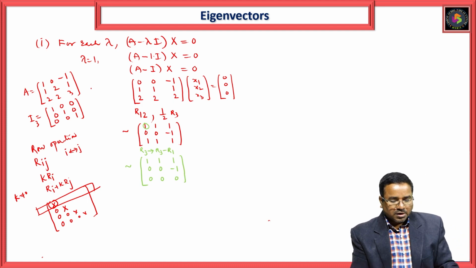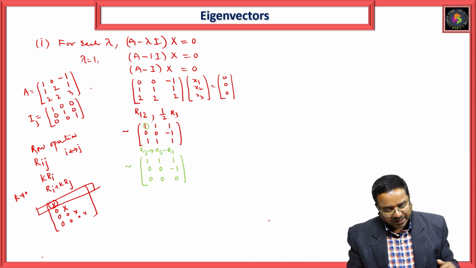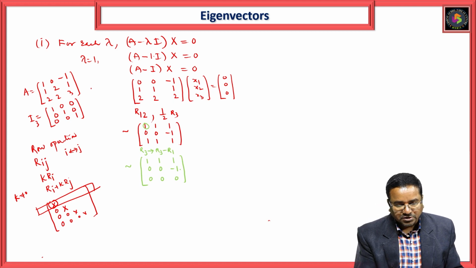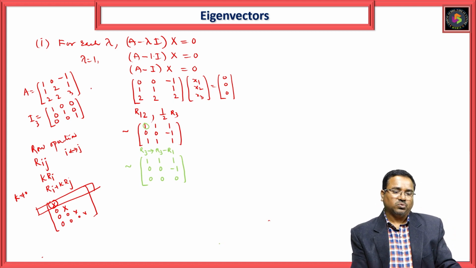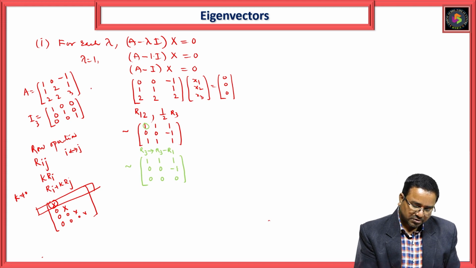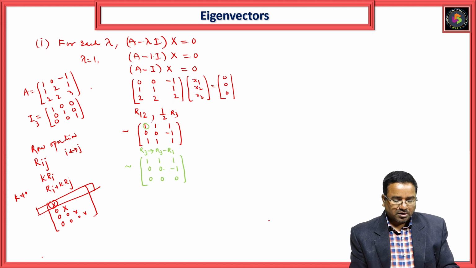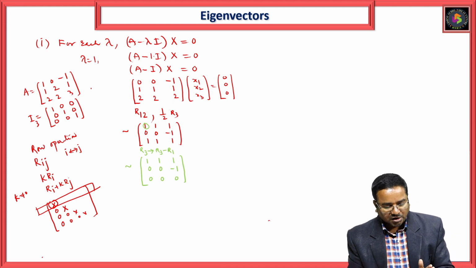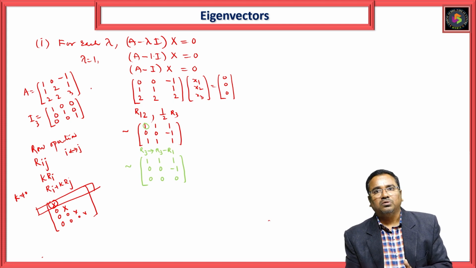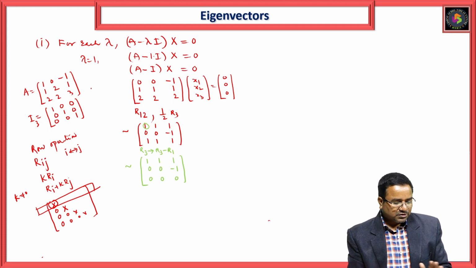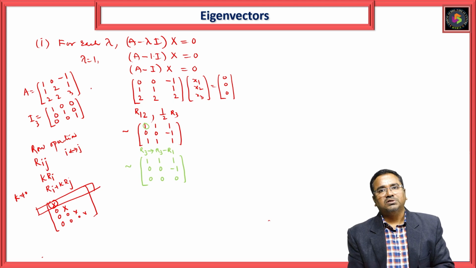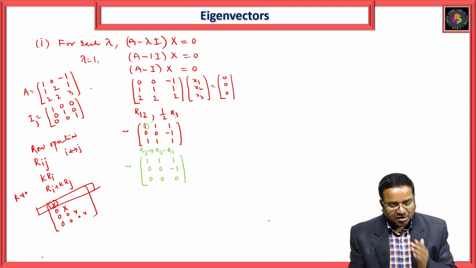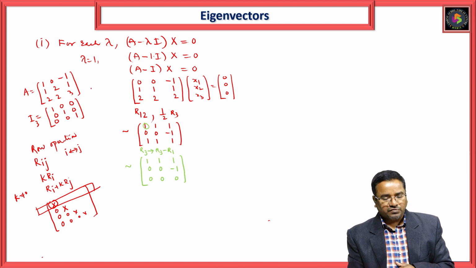Is it possible to make the next entry 0? No, we cannot do that. Even if you try to make it 0 using this, the entries will come back here. Therefore we reach the echelon form and cannot reduce further. Once you reach the echelon form, look at the number of non-zero rows in the matrix. The number of non-zero rows is the rank of the matrix.